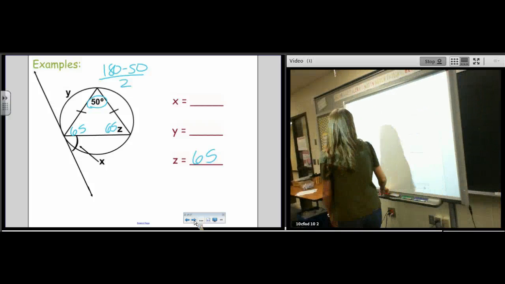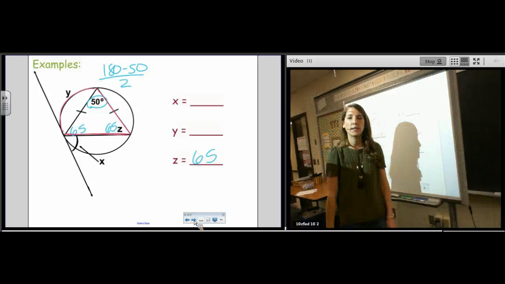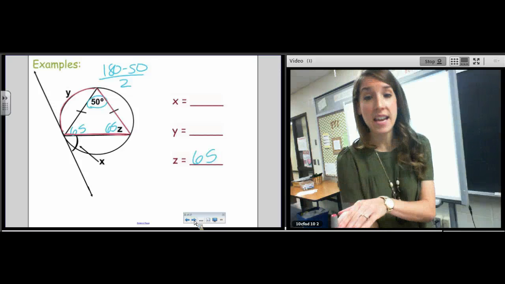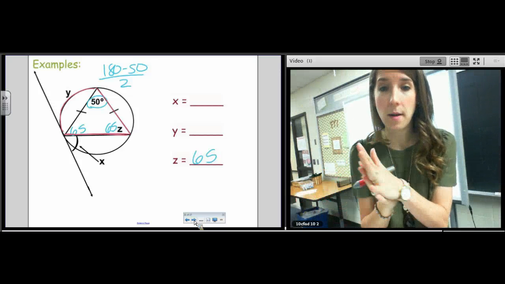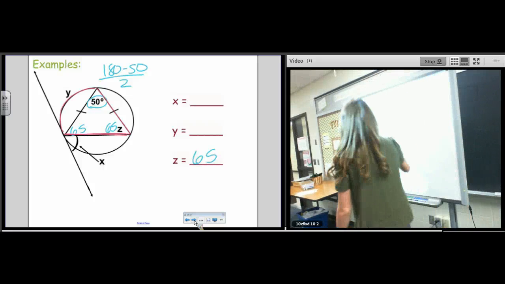Then take a look at how Z opens up to Y. Z opens up to Y. Z is an inscribed angle. We just learned inscribed angles are half the arc. So if we double Z, we're going to get our arc.